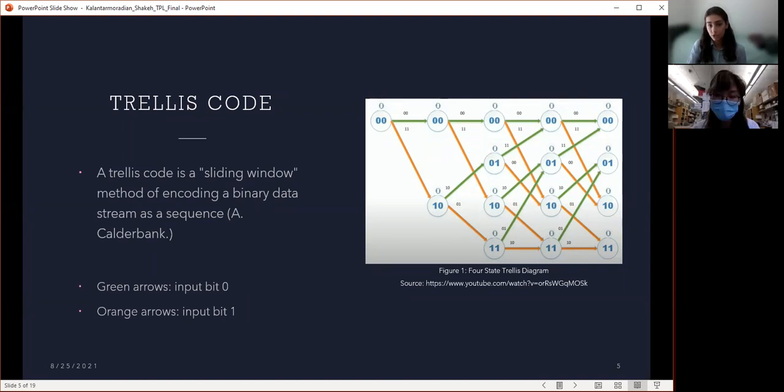Now I want to define some new terms that I use, such as trellis code and trellis diagram. A trellis code is a sliding window method of encoding a binary data stream as a sequence. Figure 1 shows a 4-state trellis diagram because we see 4 circles in each of these stages. And each of these binary numbers are representing the state. The green arrows correspond to input bit 0, and the orange arrows correspond to input bit 1.